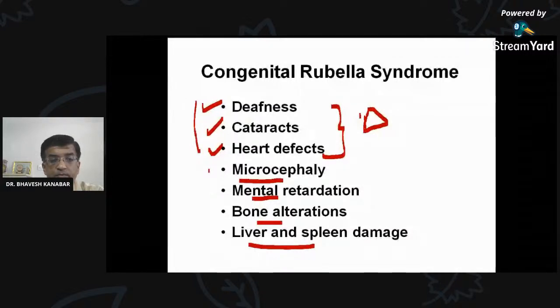Try to remember the clinical features of congenital rubella syndrome. It's very easy to remember: deafness, ear, eye, and heart. These three. So that is the congenital rubella syndrome triad: deafness, cataract, and heart defect. Then microcephaly. If the head is small, it will lead to mental retardation. Then bone alteration, liver and spleen changes. Right?